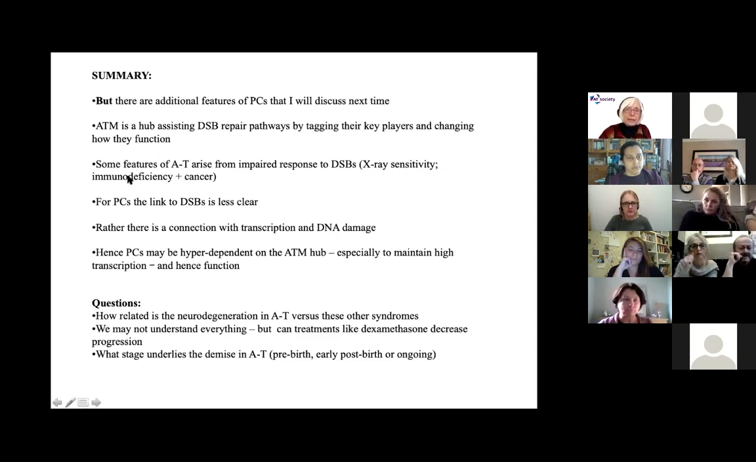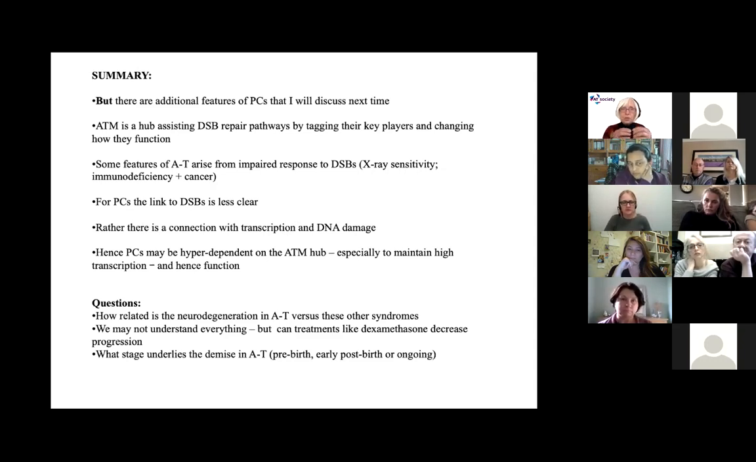And this defect in double-strand break repair very much explains the X-ray sensitivity, the immunodeficiency and the cancer. But the link with the Purkinje cells and death is a little bit less clear and it's been a confounding issue for many years. But I think more and more it's being recognized that there's a connection with some of the damage that may arise during that active transcription.